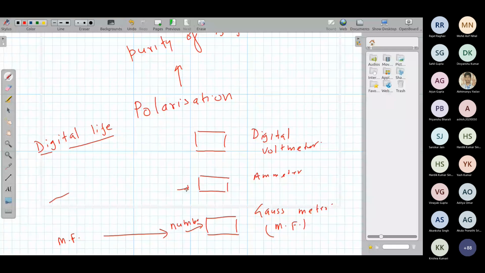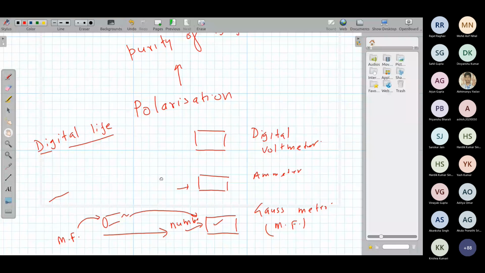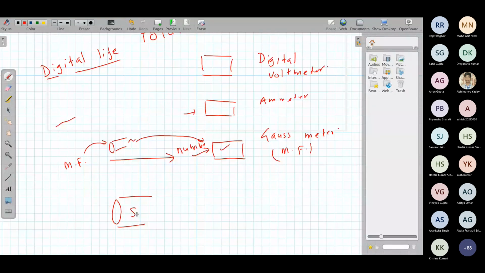So there is some sensor which is sensitive to magnetic field, and it generates some current due to the magnetic field, and that current is used to show this number. Same case for voltmeter, same case for ampere meter. Or in digital life, it simply means that you have a sensor here. The left part of the sensor is sensitive to your measurement, and the right part is some current signal, right?